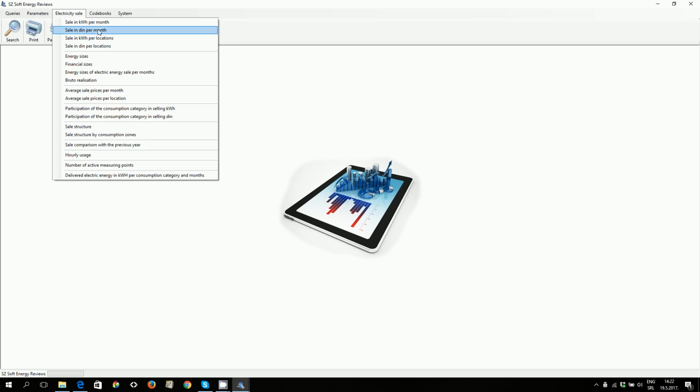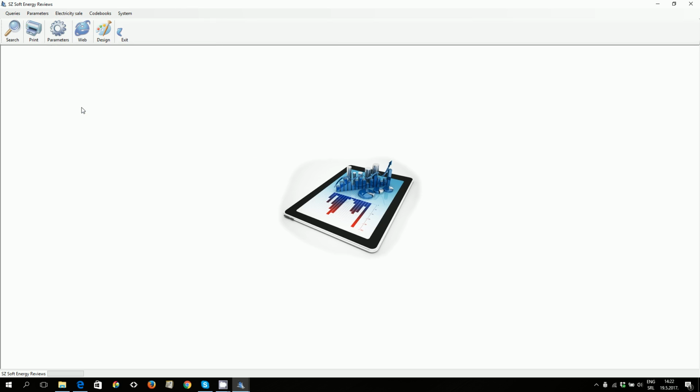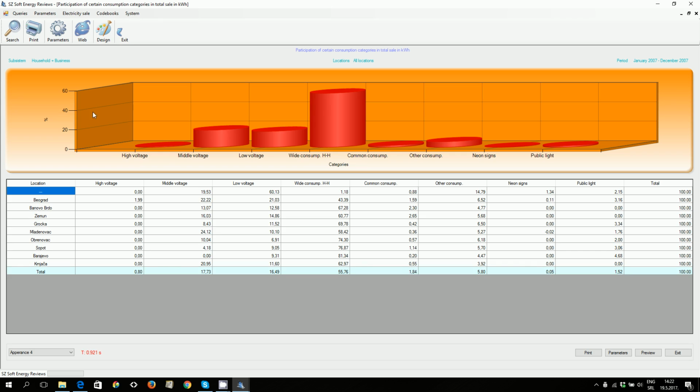The next function is participation of the consumption category in kilowatt hour selling. The graphic shows categories such as high voltage, middle voltage, low voltage, as it is shown below. On the left we have different locations, and on the right side we can see the total amount.